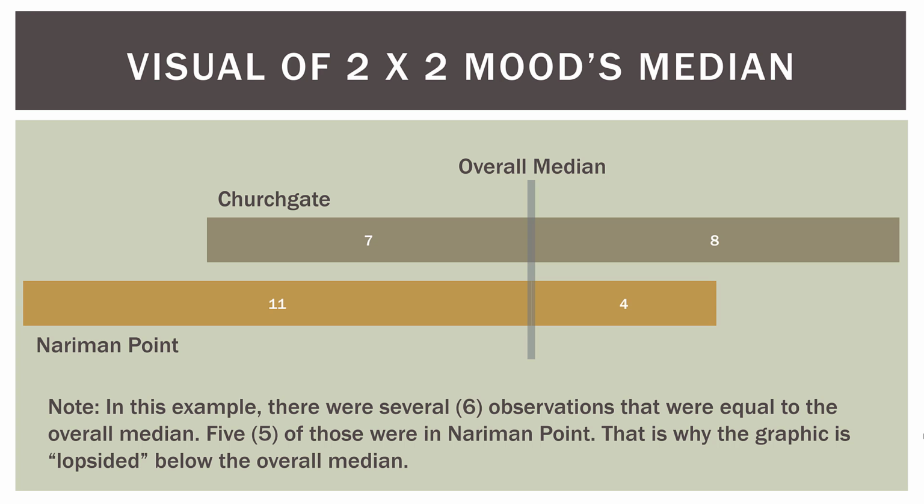Now, we'll point out that in this example and some other examples, there were several observations that were equal to the overall median, and 5 of those were in Netterman Point. That is why the graphic is sort of lopsided below the overall median. But again, we are interested in the proportion of observations equal to or lower than the overall median or above the overall median. So as long as that criteria applies for both samples, it doesn't really come into effect.